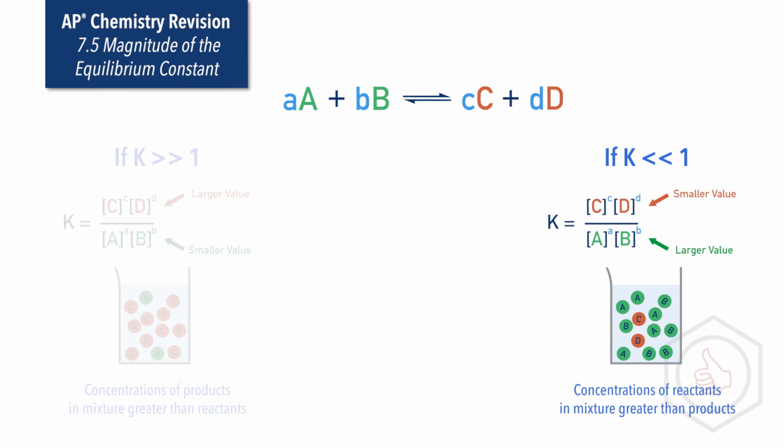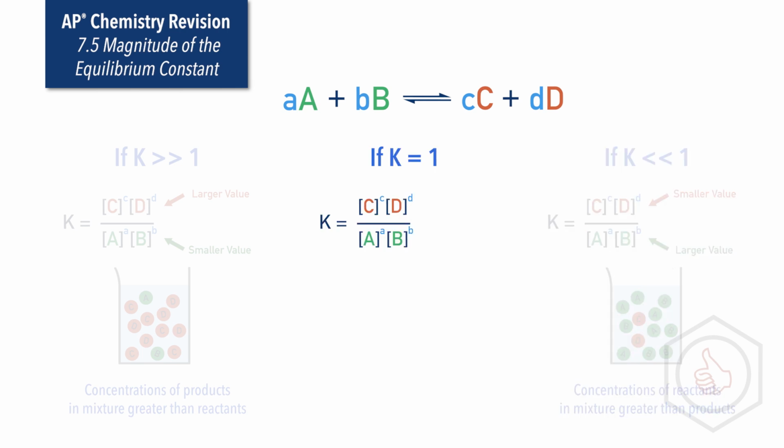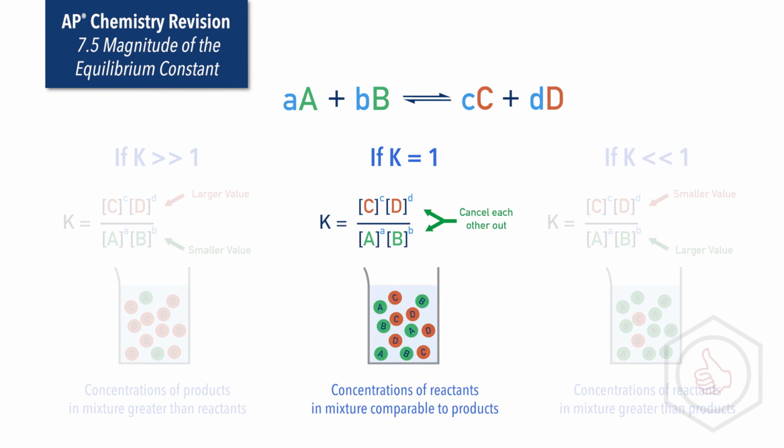If a value of K is 1 or very near 1, this tells us that the amounts of products to reactants in the mixture are roughly comparable, so neither the forward nor reverse reaction is favoured.